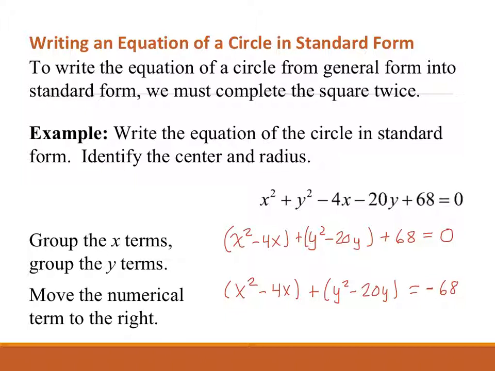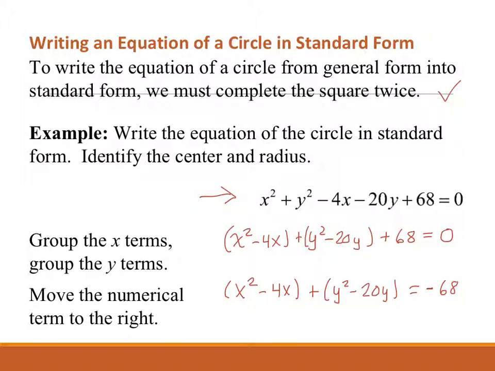So if we start out with a circle in general form, we need to write it into standard form. To write an equation of a circle from general form into standard form, we must complete the square twice. To write the equation in standard form, then we can identify the center and the radius. So we start out with our equation, x squared plus y squared minus 4x minus 20y plus 68 is equal to 0.